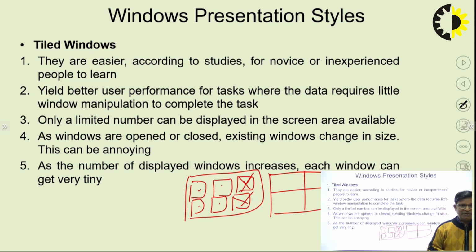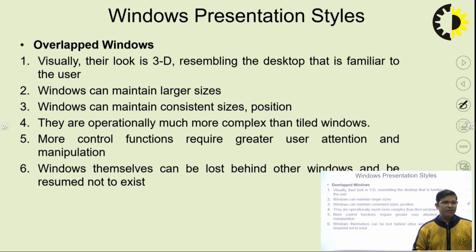As the number of displayed windows increases, the window size will decrease. So this should be automatic. Overlapped window: visually, it looks like 3D. For example, overlapped, one window, then another window, then another window. Windows can maintain larger size. All windows can be of not maximum size, but it should be larger size. They can maintain consistent size and position. If we are doing that, the size should be consistent, this particular length and breadth.